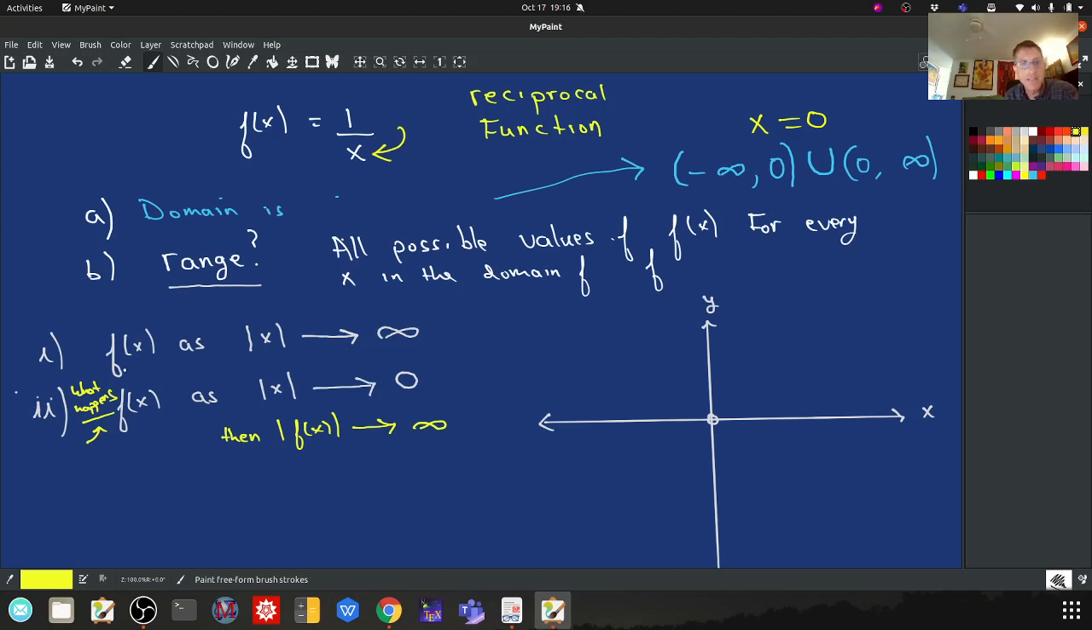So let's ask this question. What happens to f of x as the absolute value of x gets larger? So let's go on down.